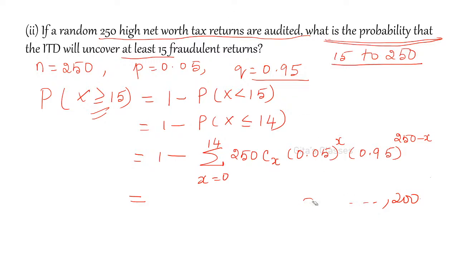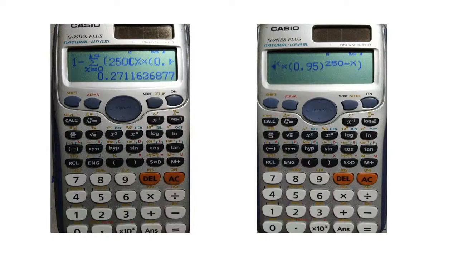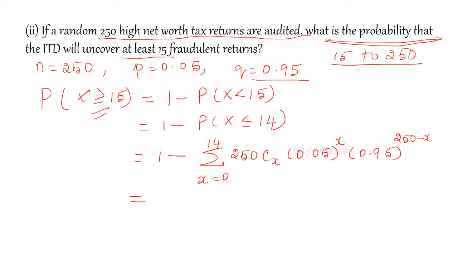Okay? Yes. Now, how will you find out this? All of you take your calculator. Again, shift 9, 3 equal to AC you press. You clear your data. I will tell you how to use this. This is a formula. All of you understood this formula, right? 1 minus sigma x varies from 0 to 14 nCx. That is n is 250. Therefore 250 Cx 0.05 the whole power x 0.95 the whole power 250 minus x. That is n minus x. Okay. I will tell you how to use this.